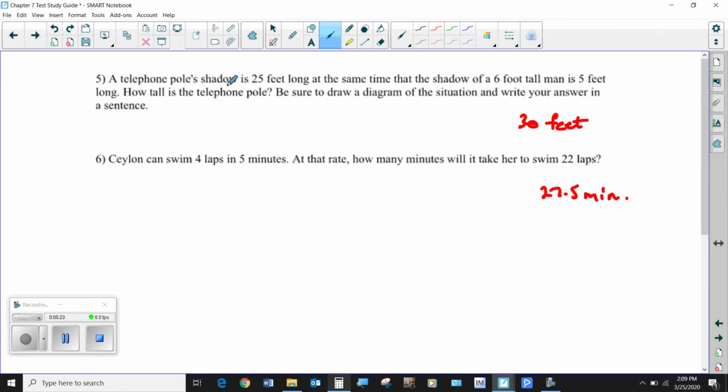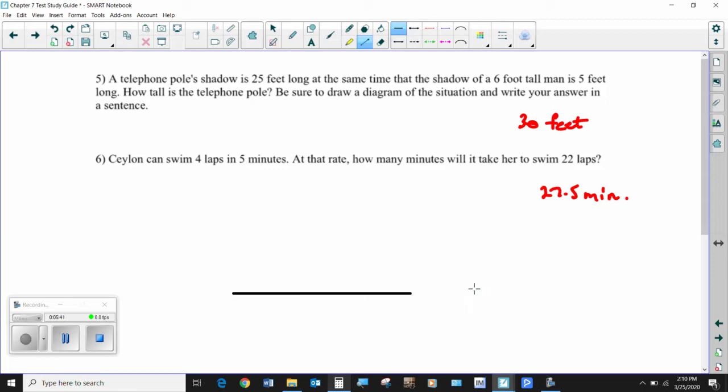A telephone pole's shadow. Ooh, one of our indirect measurement types of problems. Maybe I should draw this. A telephone pole's shadow is 25 feet long at the same time that the shadow of a 6-foot man is 5 feet long. Okay, so let's do this.